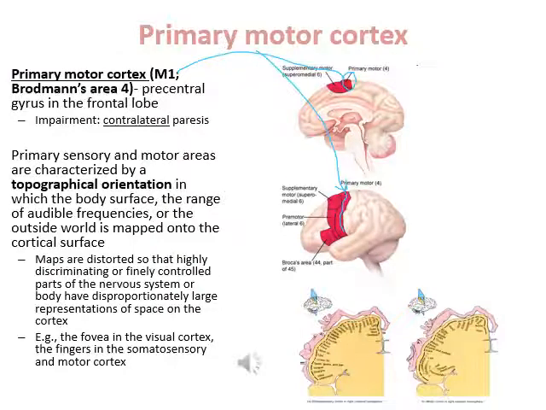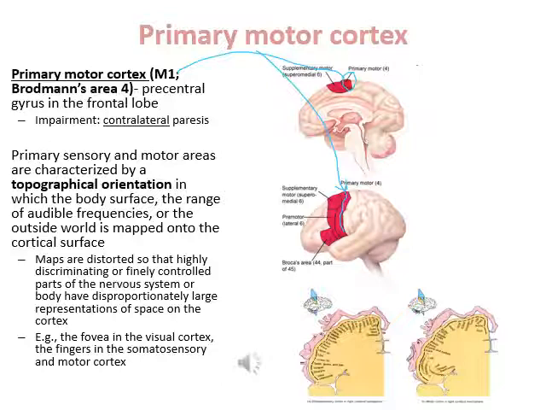So the primary motor cortex is the precentral gyrus in the frontal lobe. And you can see in this picture it's labeled in the red area. And the primary motor or primary sensory area has a topographical orientation on the precentral and postcentral gyrus. So that's the homunculus we already talked about. So this map is distorted.